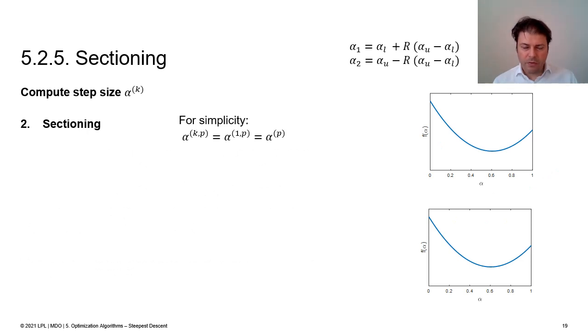In the first example, we do sectioning using a ratio of 1/3. We will compute alpha 1 and alpha 2 using the formula that I just presented. And we will be using this notation. K refers to the iteration index of the outer loop, so the loop over design vectors. And P is also an iteration index of that inner loop within the sectioning procedure.